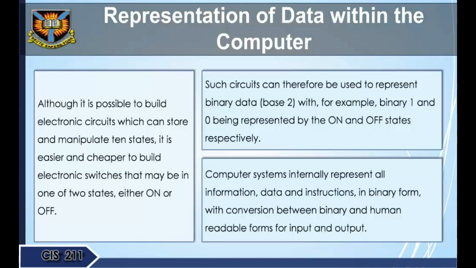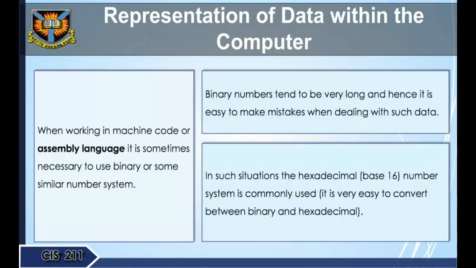Computer systems internally represent all information, data and instructions in binary form, with conversion between binary and human readable forms for input and output. When working in machine code or assembly language, it is sometimes necessary to use binary or some similar number system. Binary numbers tend to be very long and hence it is easy to make mistakes when dealing with such data. In such situations, the hexadecimal, base 16, number system is commonly used. It is very easy to convert between binary and hexadecimal.